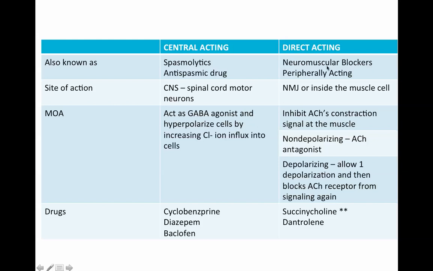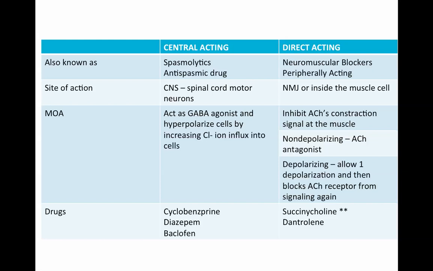Direct acting drugs, by comparison, also have multiple names. We hear them called neuromuscular blockers or peripherally acting because they're in the periphery. They're not in the central nervous system. So out and about, outside, is where they work. They work at the neuromuscular junction. So think about where acetylcholine is released from the neuron. Once it leaves that neuron and is in the neuromuscular junction, that's where these drugs come into play.